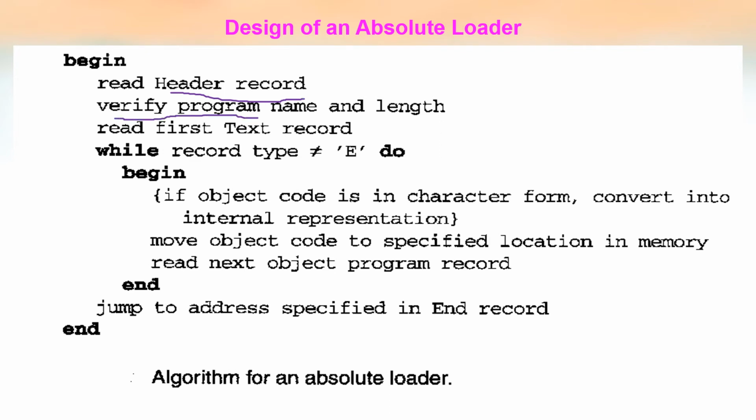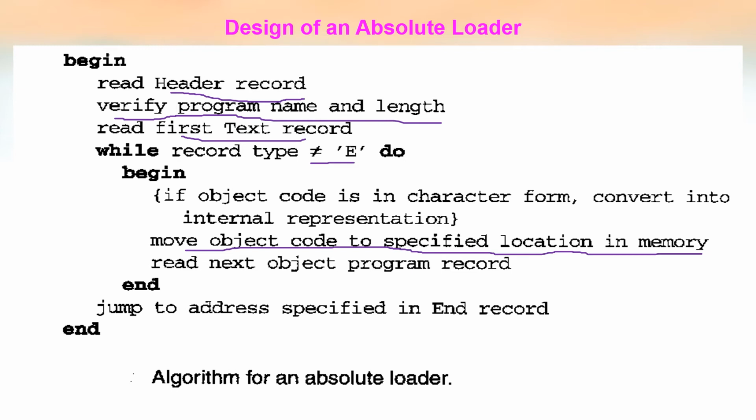So verify program name and length. Then read the first text record. Then till the end, what does it have to do? It has to move the object code to the specified location in main memory. Move the object code in the text record to the specified location in main memory.